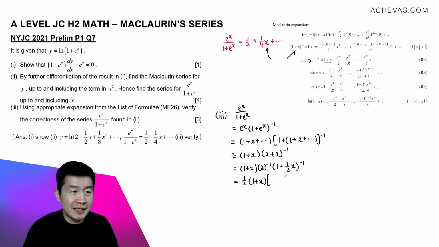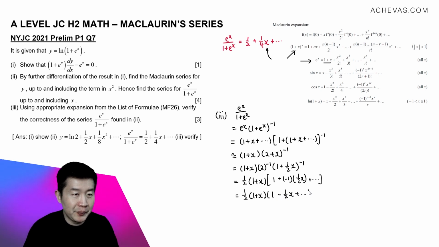And expanding this all the way up to the x term, it is going to be 1, like what we have here, 1 plus n, where n is going to be minus 1. So minus 1 times half x, and the next term is going to get me an x squared, so I'm going to ignore that. I'm going to just put it into the plus dot dot dot again. So this is equal to half of 1 plus x. This will be evaluated to 1 minus half x plus dot dot dot.